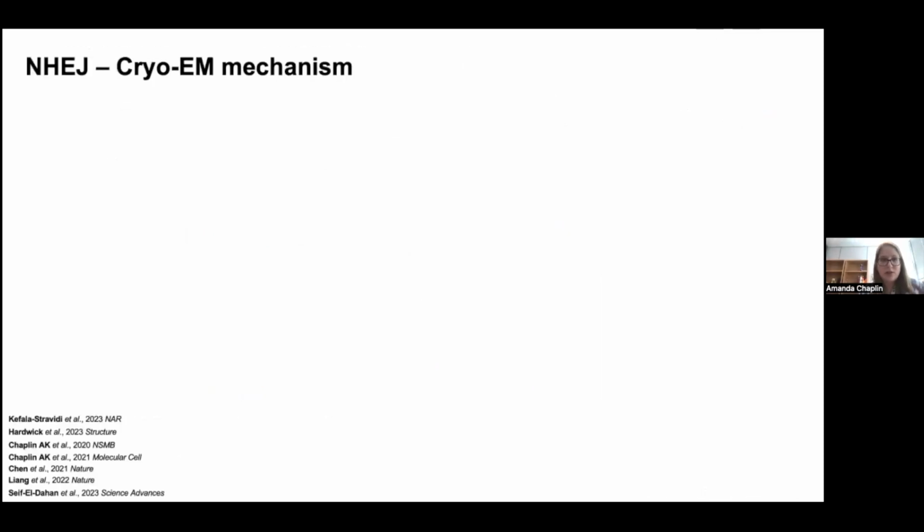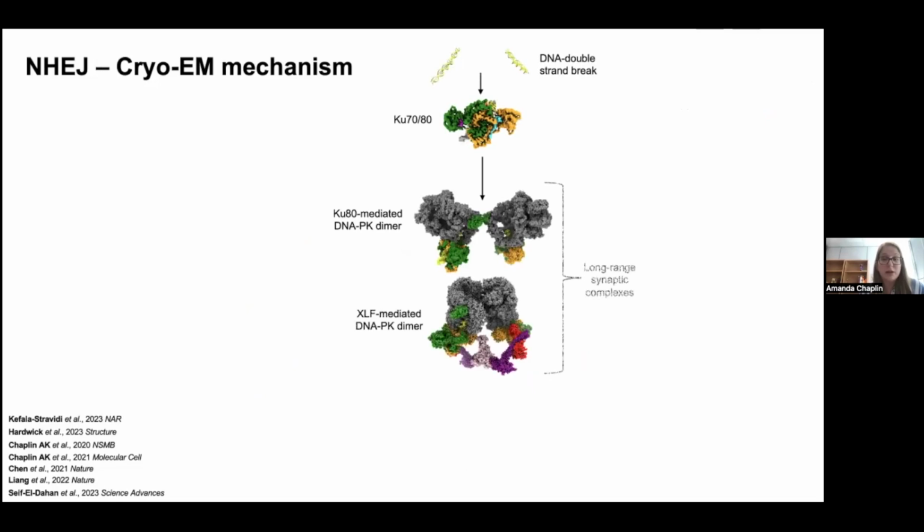So we've got this working cryo-EM mechanism now where we know the double strand breaks. We know Ku80 is the first protein to recognize a double strand break. And we know we have these two dimeric long-range synaptic complexes that we're still trying to figure out, you know, which one forms when. Is it DNA dependent? Is it protein dependent? We know that proteins like PAXX can stabilize some of them over the other ones.